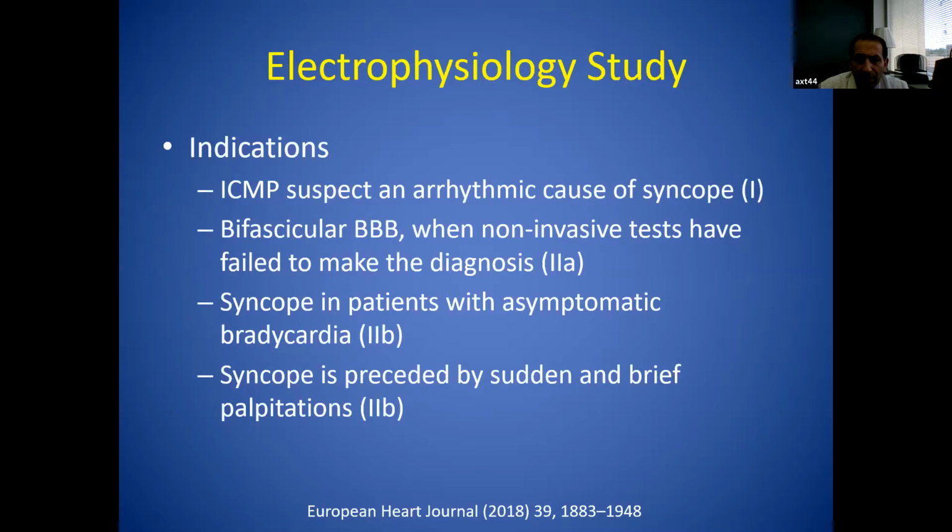Syncope in patients with asymptomatic bradycardia. Okay, that's a softer indication, and syncope in patients preceded by a sudden and brief palpitation. So in asymptomatic bradycardia, what you're looking for a lot of times is, you're doing SNRTs to see if they have sinus node dysfunction. So if you can't prove it by an event monitor, you're trying to assess it during an EP study. And syncope with palpitations, you're looking for an SVT mechanism there, or VTAC mechanism.